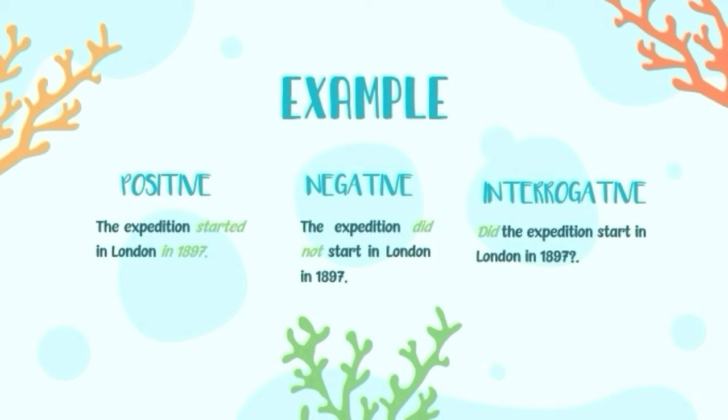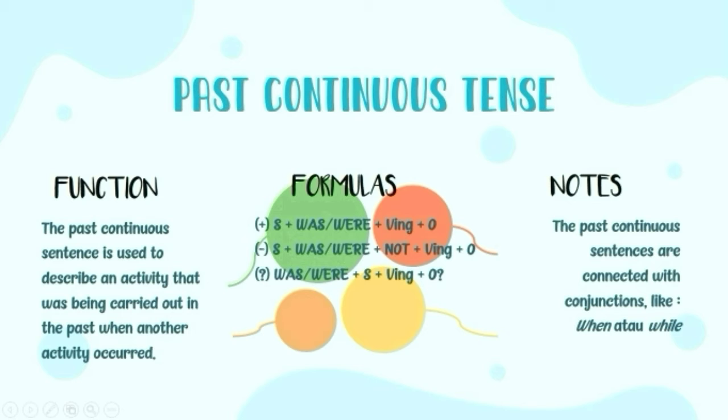Example: in positive form is the expedition started in London in 1897. In negative form is the expedition did not start in London in 1897. In interrogative form is did the expedition start in London in 1897?